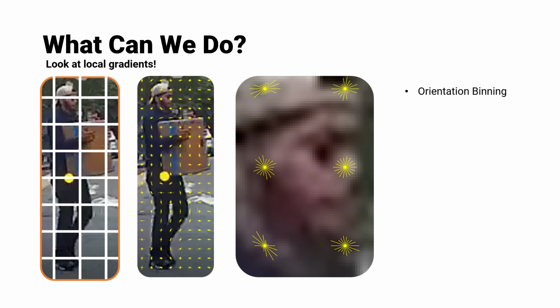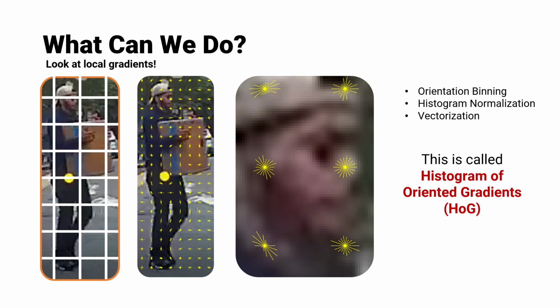So the actual value of the number of things doesn't matter as much. So what we will do is we will normalize this histogram, and once we normalize this histogram, we want to basically make a feature vector out of it. So we will use an operation called vectorization, wherein we take all these values, put them in a vector form, and we will call that the feature vector or the feature descriptor for that particular patch. This exact concept is called the histogram of oriented gradients, or HoG operator.